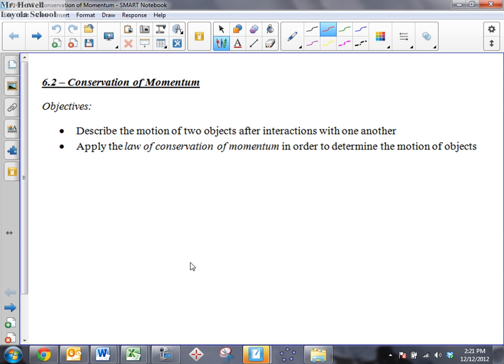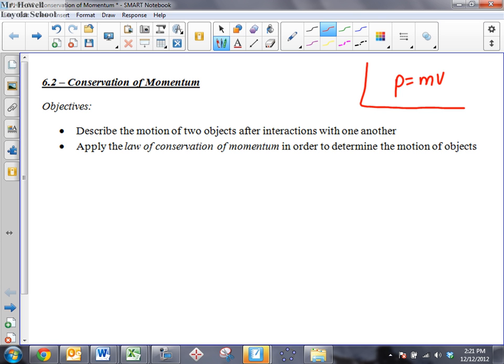So the second section in chapter 6 has to do with the conservation of momentum. We talked about our definition of momentum from section 6.1. Remember, p equals mv, and that was from section 6.1. Section 6.2 is going to talk about objects that have conserved momentum, similar to conservation of energy.